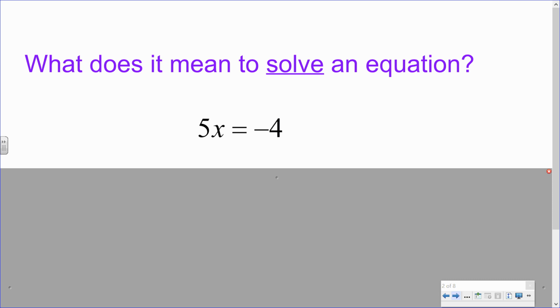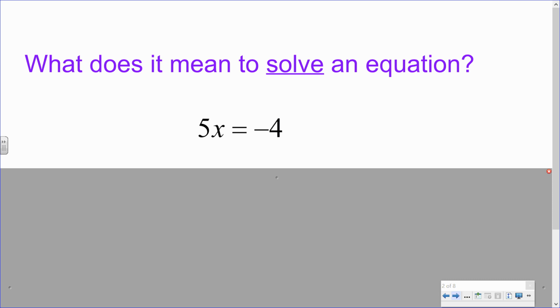What does it mean to solve this? I don't know, what is that, a Math 7 kind of question there? Jack, what does it mean to do with that? To identify what x equals. Okay, and in this case, x equals? Negative 4/5. So negative 4/5 is a solution because if I put that in for x, I get something that's true, right? So we're going to try to find the x that makes it true.